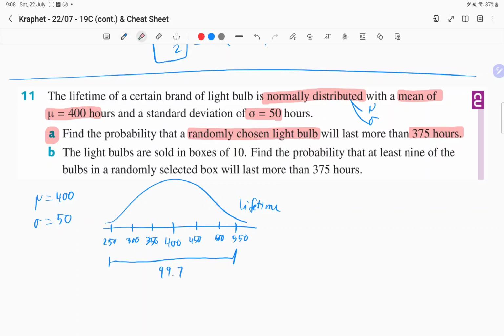So they ask, what's the probability? Question A is, what's the probability that the lifespan, let's call that X, lasts more than 375 hours. Well, 375 is roughly here, right? And they're just asking what is the area from 375 onwards. Is this one tag active? Tag active, yes. It will be tag active.